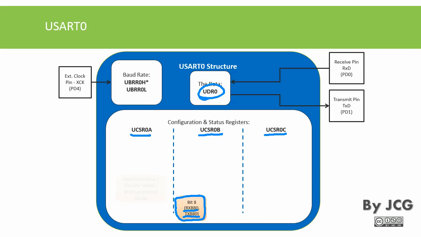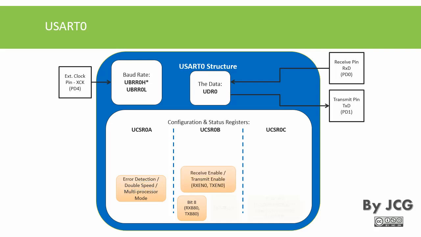Now let's talk about the 3 configuration and status registers: UCSR0A, UCSR0B, UCSR0C. So here's where the extra bit is stored, in UCSR0B. Another thing that we have is the error detection. We will talk later about error detection. We also have a configuration that sets the double speed. And we also have another configuration in UCSR0A, which is the multiprocessor mode. In UCSR0B, we have the receive enable and the transmit enable.